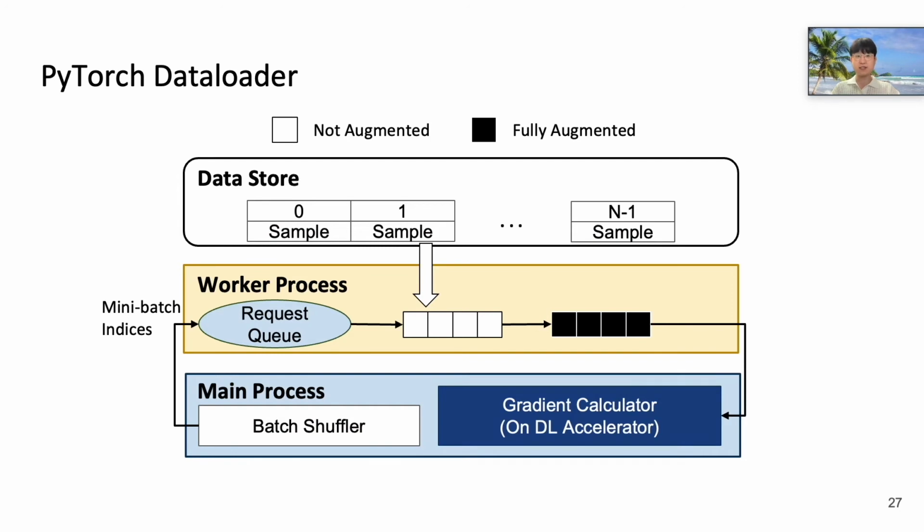For better understanding, we first explain the architecture of PyTorch Dataloader. It consists of the main and worker processes. The main process sends the shuffled indices to workers. Each worker then reads the corresponding training samples. After that, the training samples are augmented and sent to the DL accelerator.